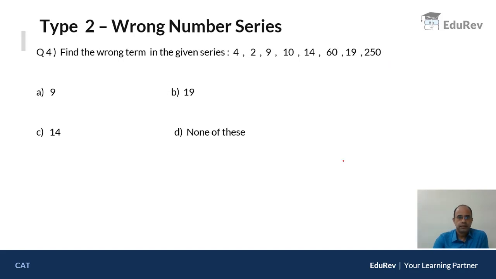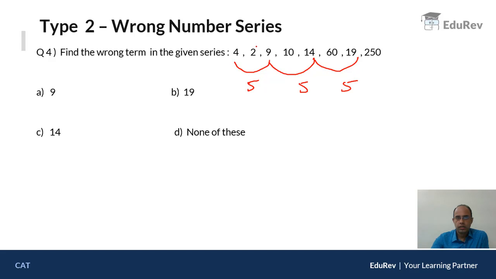Fine, guys. Now, the fourth question. Many terms are given: 4, 2, 9, 10, 14, 60, 19, 250. Now, what can we observe? Is it an alternate series? Let's find the differences. 4 and 9, difference 5. 9 and 14, difference 5. 14 and 19, difference 5. Therefore, we are getting a pattern.